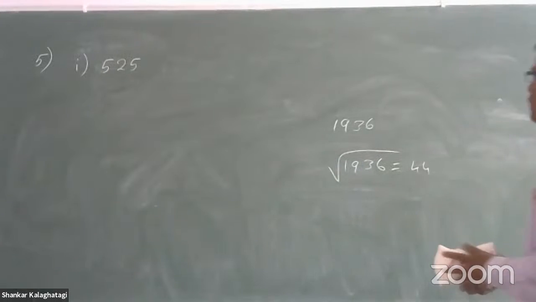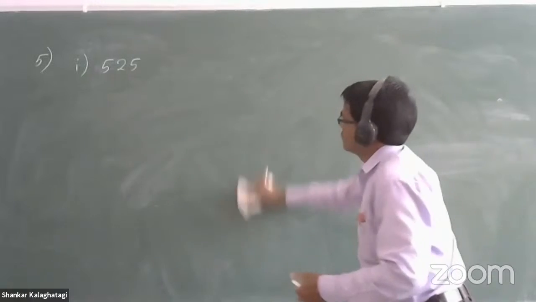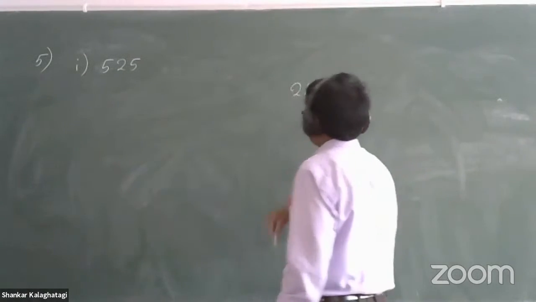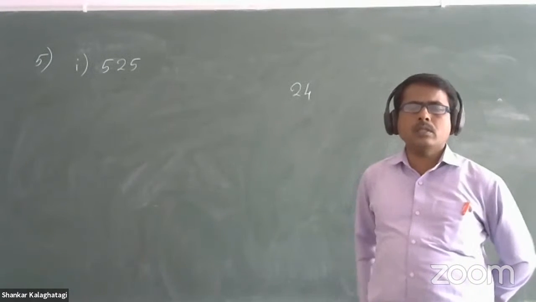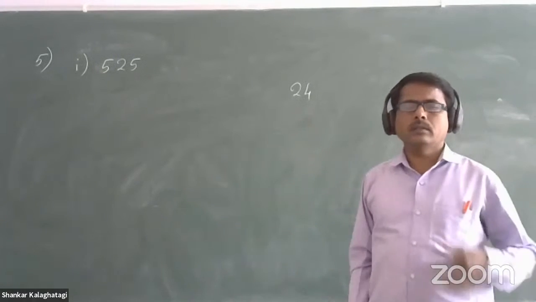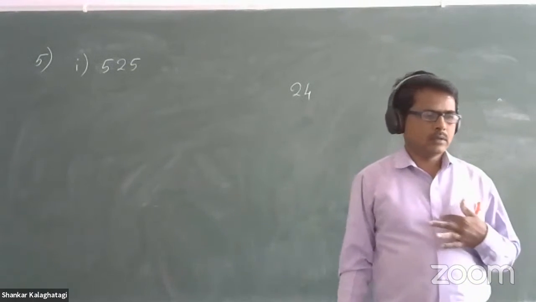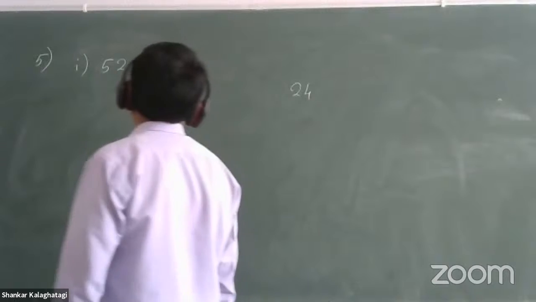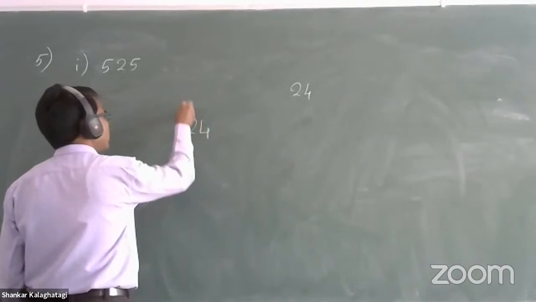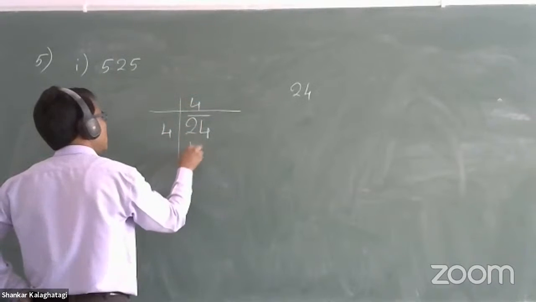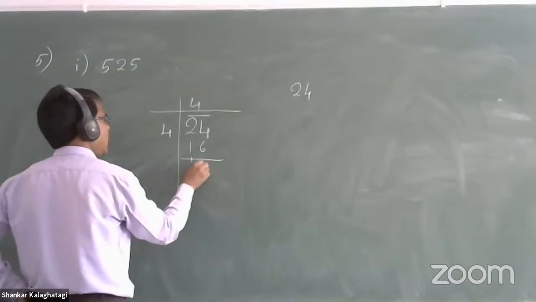Before going to this one, I will take one simple example. Say, for example, 24 is there. To make it a perfect square, how much should be added to this? One should be added. How did you get that? 24 is there. If you make one group, 5 5s is more. So 4 4s is how much? 16. 24 minus 16 is 8.